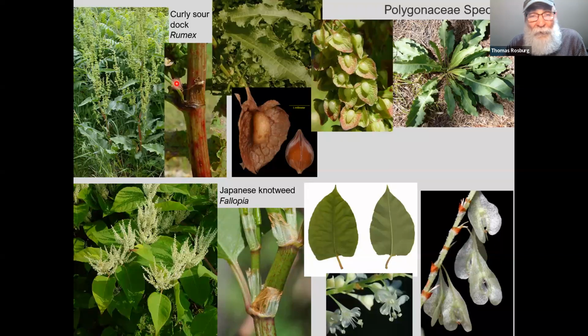But in curly sourdock, now again, these things are common in all Rumex species, but in Rumex crispus, there's usually 3 of them, but one of them is always bigger than the other 2. I can't show you that here, but there's going to be 3 of them, one on each of these 3 tepals. One of them is bigger than the other 2.